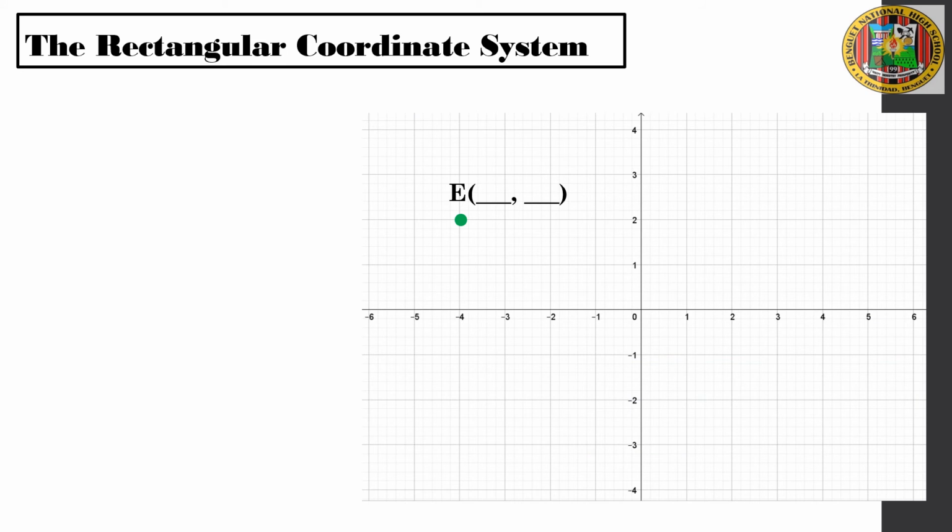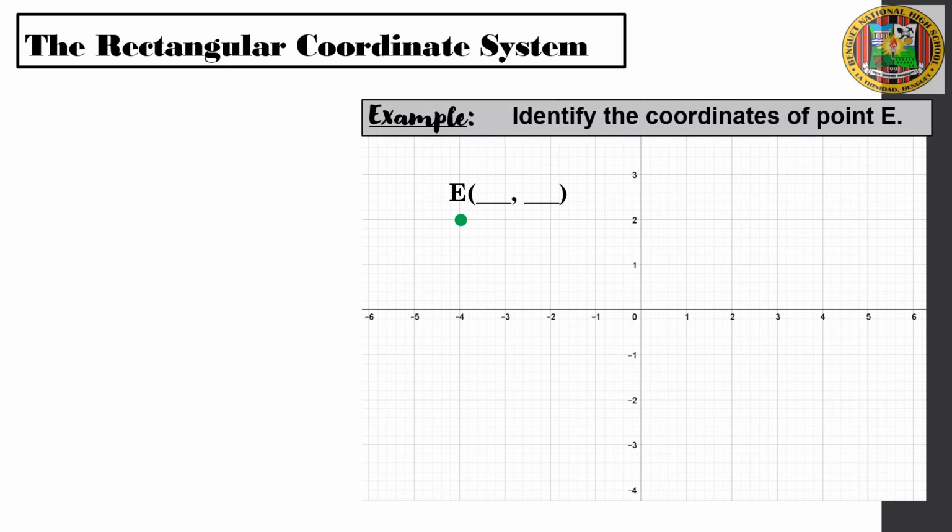Were you able to follow the discussion on how to plot points? Good job if you did. Now let's see how we can identify the points that are already on the coordinate plane. For example, we identify the coordinates of point E, which we see on quadrant 2.